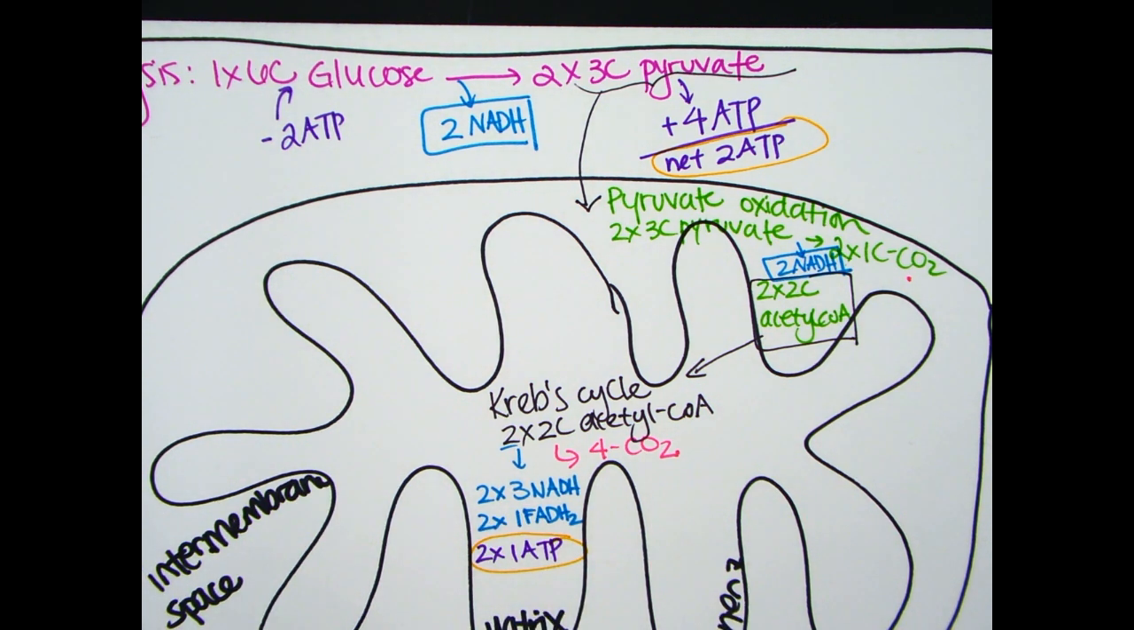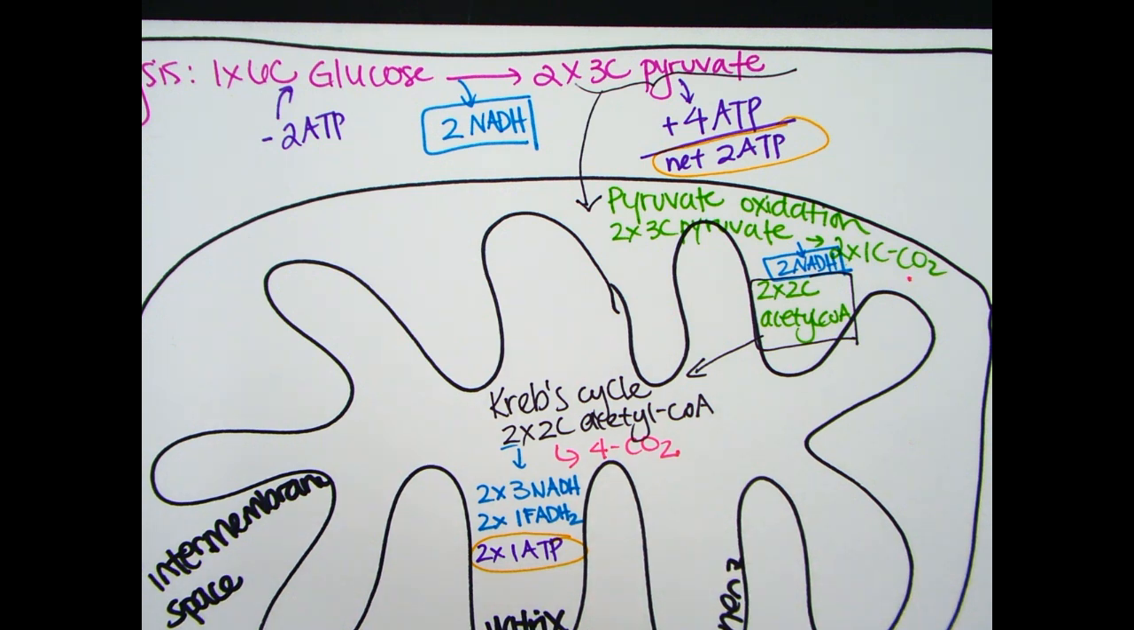The Krebs cycle actually makes GTP, but GTP is energetically equivalent to ATP, and so the 2 GTPs that are produced are usually lumped into the ATP total instead of making a separate GTP-only category. Okay, so the Krebs cycle is going to happen in the matrix of the mitochondria. It finishes taking apart the glucose to release 4 CO2s and produces a total of 6 NADHs, 2 FADH2s, and 2 ATPs.